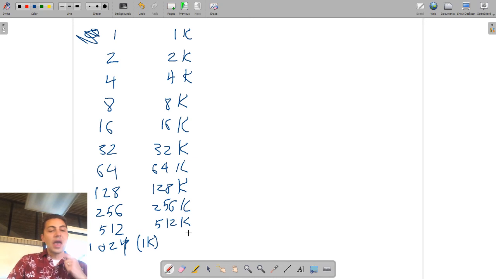512k, and then we get 1024k, which we further simplify as 1 meg, 1 million. If we're describing some unit, bytes, that would be 1 megabyte, 1 megabit, whatever we're describing. 1 million of these things.